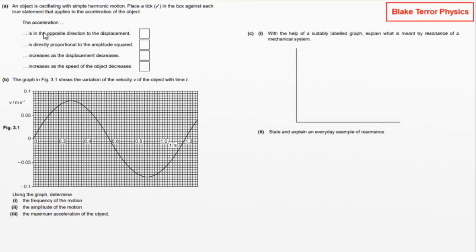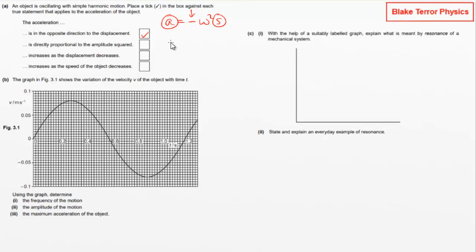Right, the acceleration, is it in the opposite direction to the displacement? Yes, it is. We know for SHM that is one of our key things, isn't it? So the acceleration is equal to minus omega squared s. So we're getting this opposite direction, this minus sign, because we've got a vector here and a vector here. So that's definitely true.